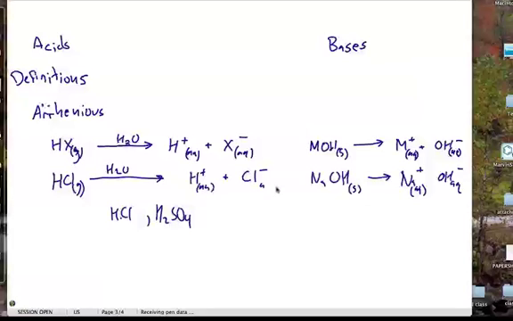It turns out that H plus doesn't exist. It doesn't exist in aqueous solutions. More often than not, what we're talking about for H plus is the H3O plus ion. That is a water molecule that has picked up an extra proton. So a more inclusive definition are what we call Bronsted acids and bases.